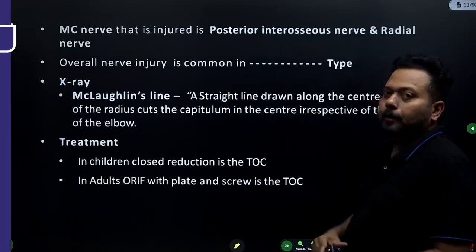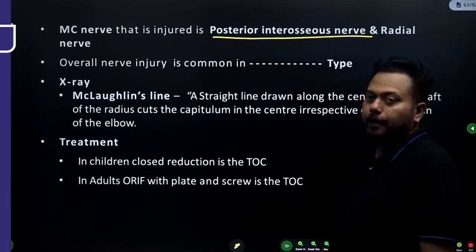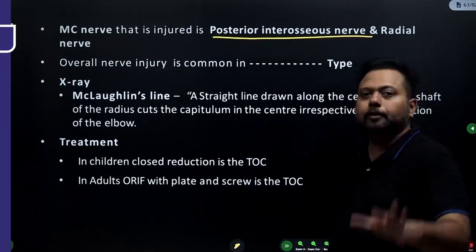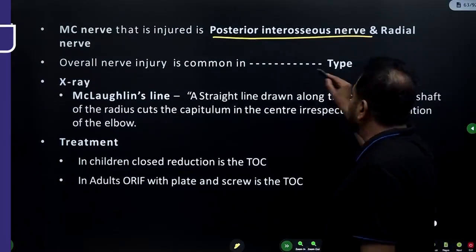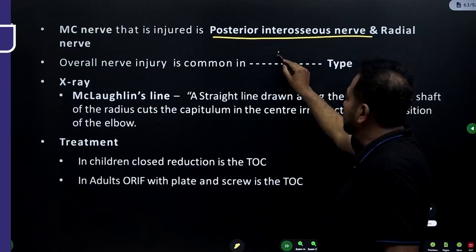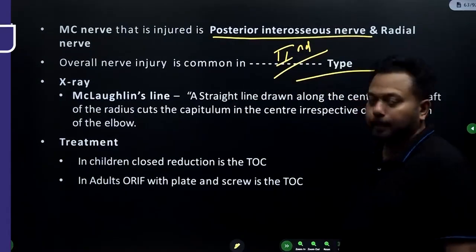Most commonly injured nerve is the posterior interosseous nerve, which is a branch of the radial nerve. Overall nerve injury is common in type 2.